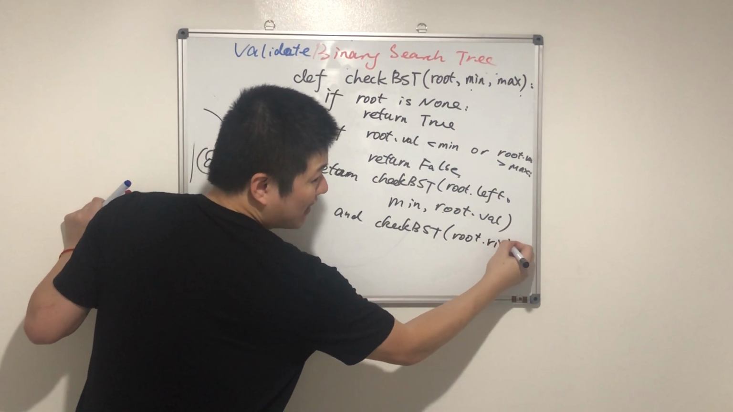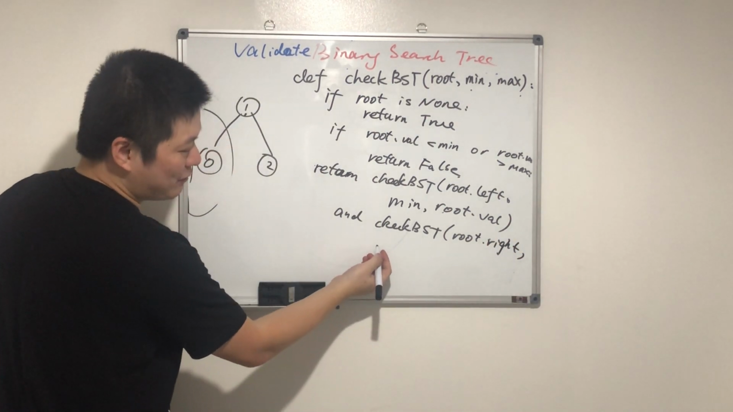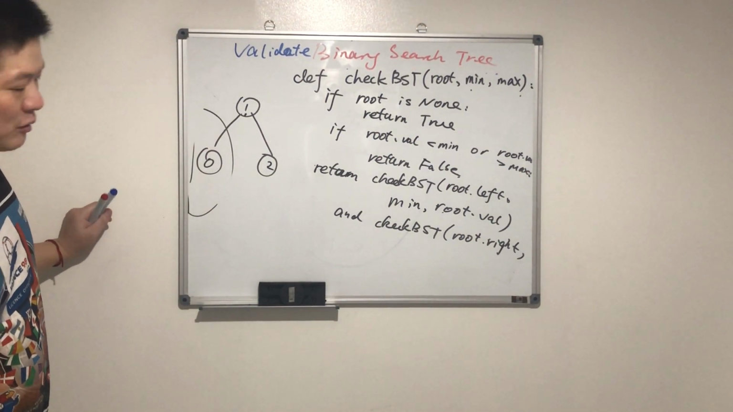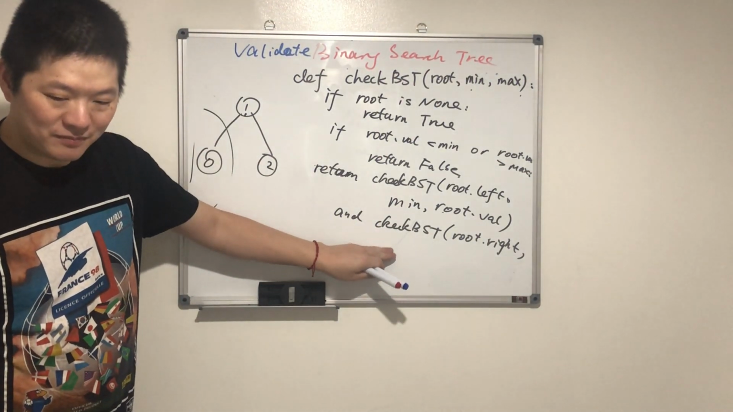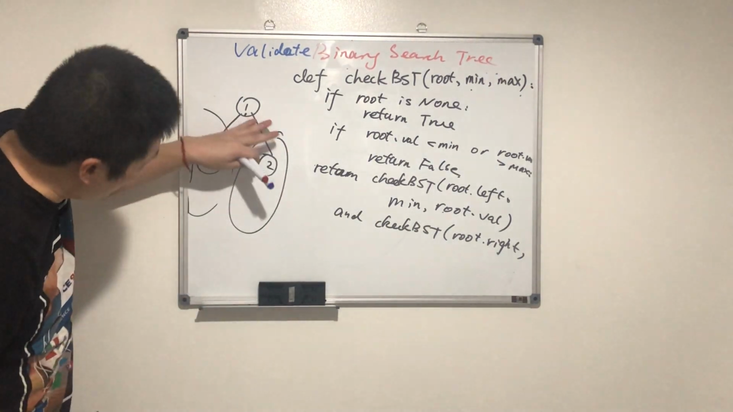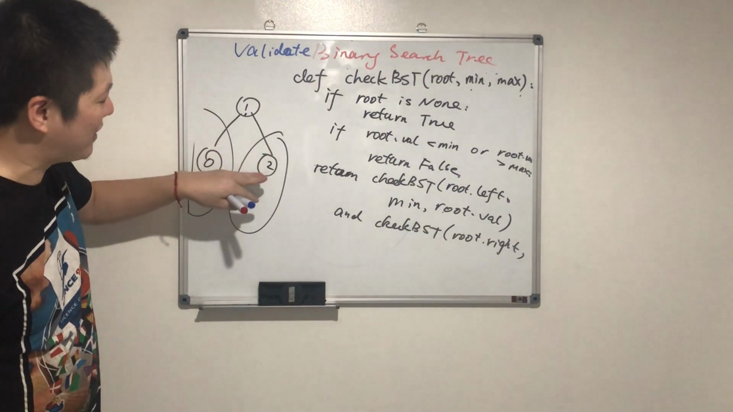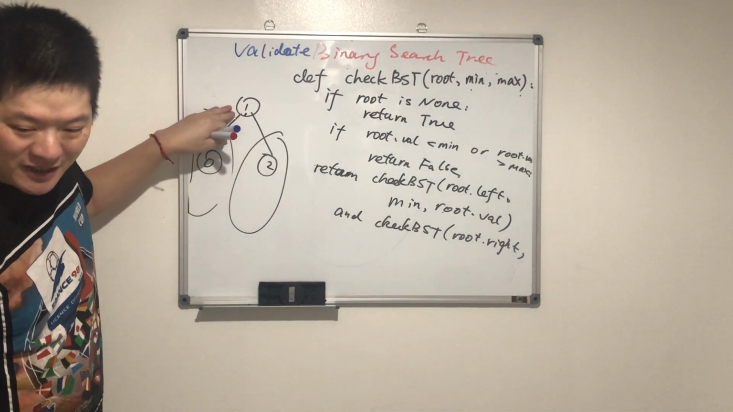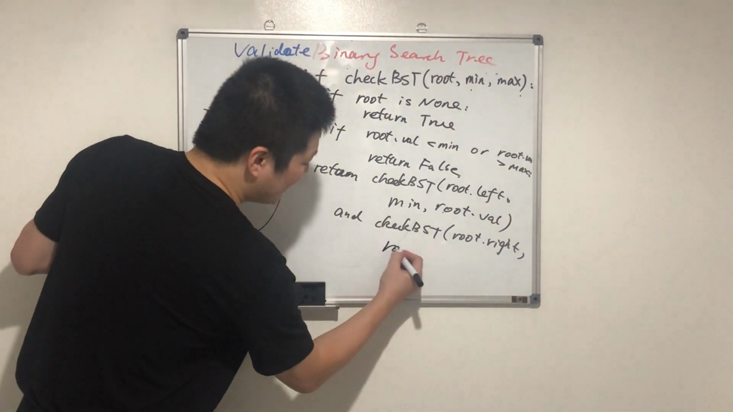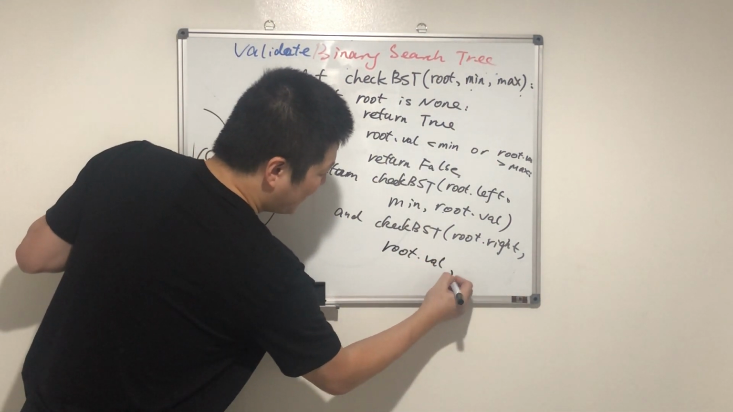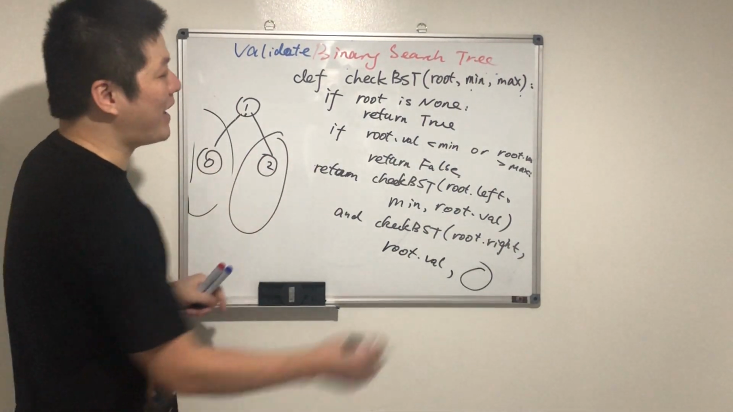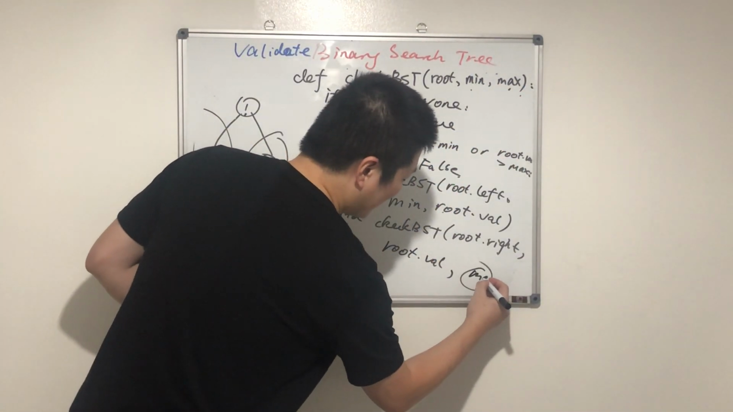And what's the min? What's the max? So what's the min of the right-hand side? What possible smallest number can it be? Yeah, which is the root value, right? And what's the maximum? Max. Yes, well done.